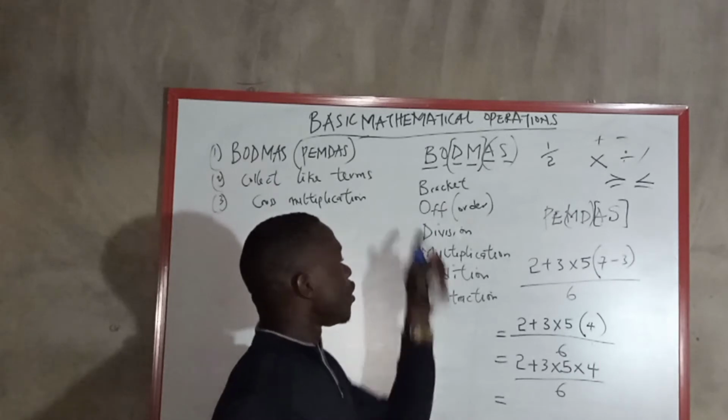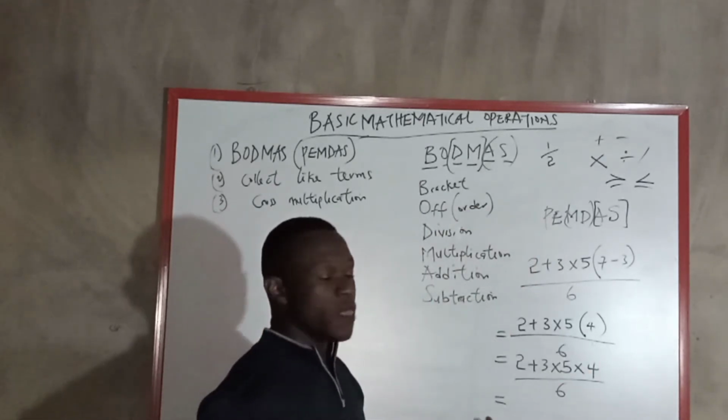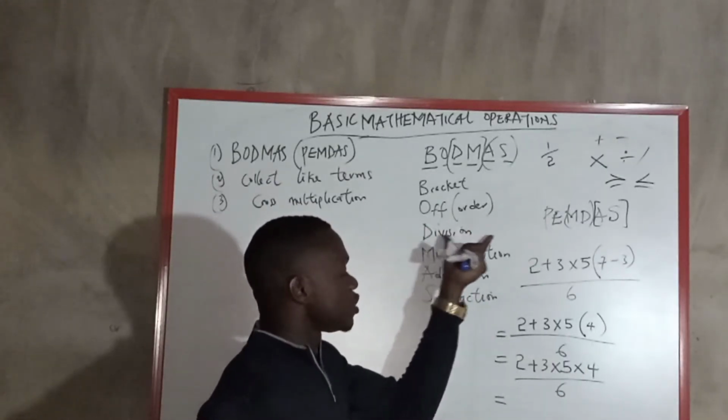Now the next is what? Of, or order, or exponential, as the case may be. We don't have any of, any order, or any exponential, so we just jump to the next one, which is division.